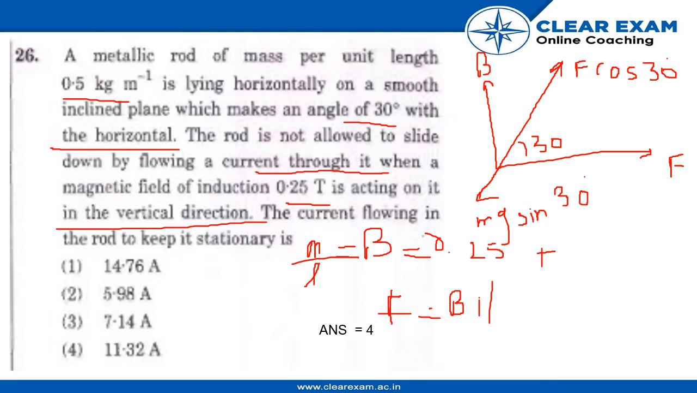We get I equals M by L times g by B times sin 30 by cos 30, and in the end the answer is 7.32 A. Okay, this is our solution. 7.32 ampere.